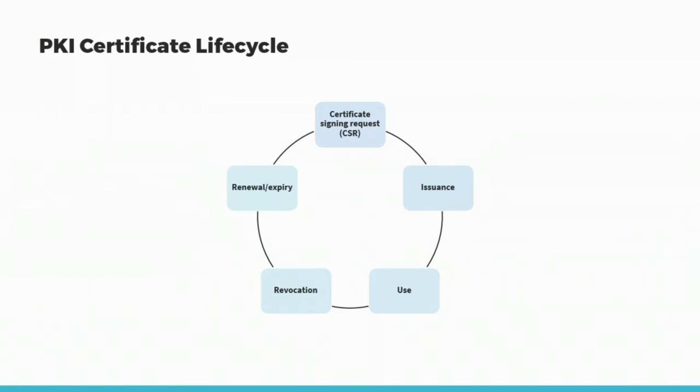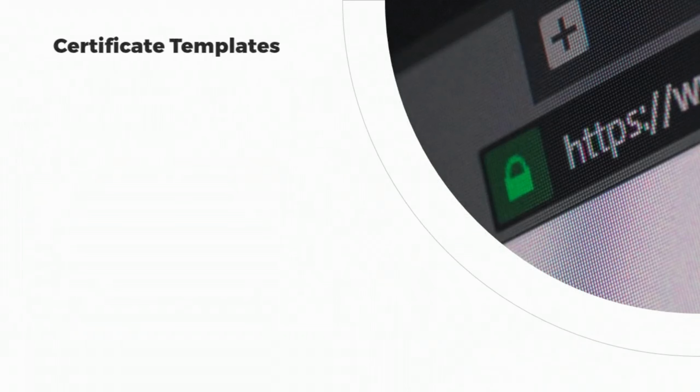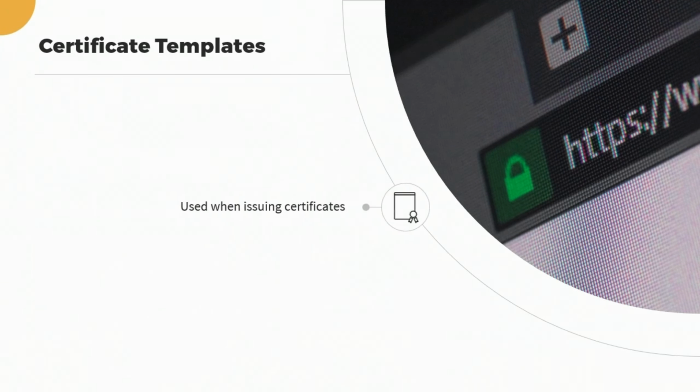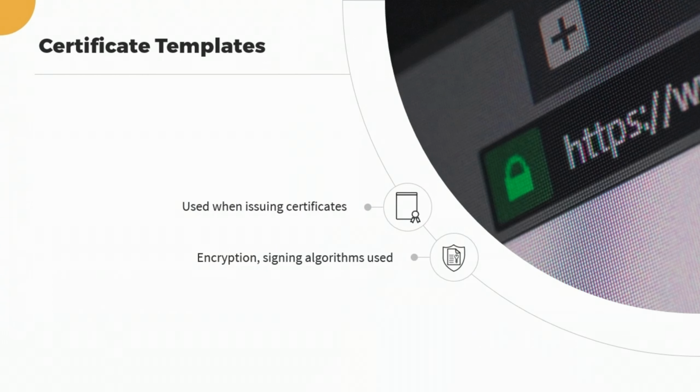So certificates are created from a certificate template. The certificate template is used when the certificate is issued, and it contains things like the encryption algorithm and the digital signing algorithm that's used, because each certificate is digitally signed by the certification authority. That's a part of what establishes a chain of trust in a PKI hierarchy.